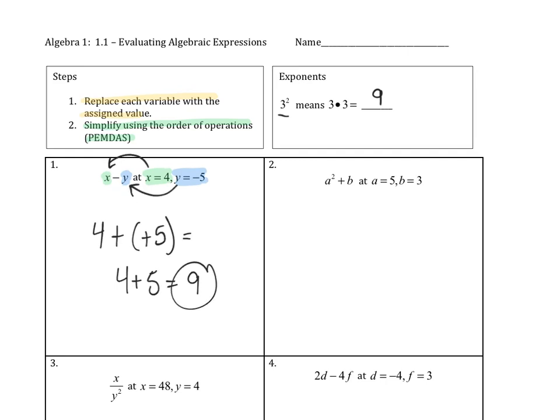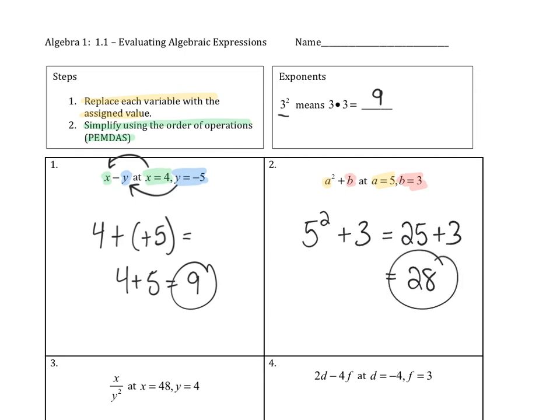All right, in the next problem, we have that A is 5 and B is 3. So notice the A is what's getting squared and the B is what's getting added in the end. So if we plug in those numbers, we have 5 squared plus 3. So according to PEMDAS, we're going to have to do the exponents first. There are no parentheses, so we go to exponents. 5 squared then is 25, because remember it's 5 times 5, plus 3, which is a final answer of 28.